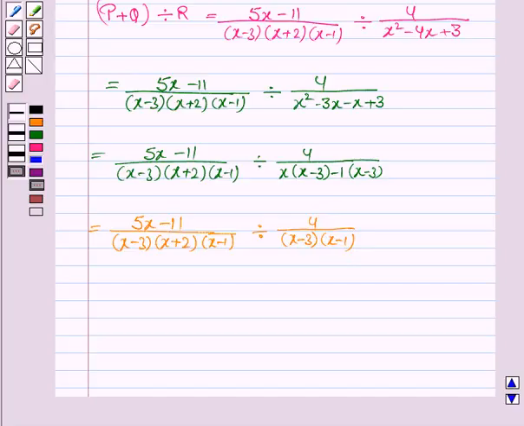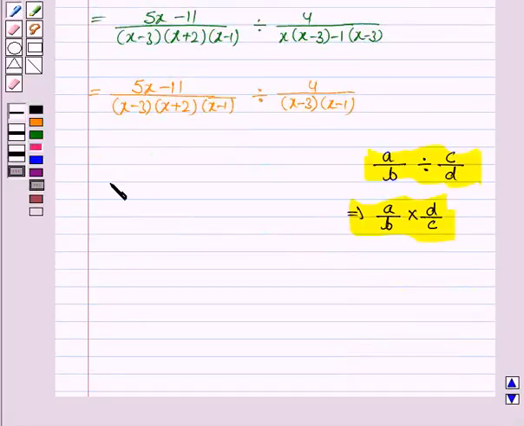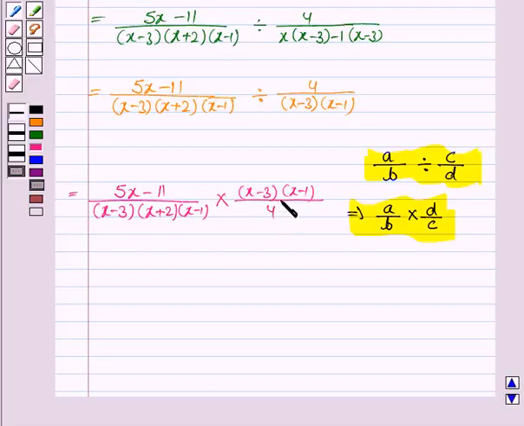To simplify such rational expression, you should always move stepwise. Now here you have to divide this rational expression by this, and whenever you have something like a by b divided by c by d, it becomes a by b multiplied by d by c. You should always remember this. That makes your calculations easy. So this becomes equal to 5x minus 11 upon x minus 3 into x plus 2 into x minus 1 multiplied by x minus 3 into x minus 1 upon 4. We have just taken the reciprocal of the second expression.